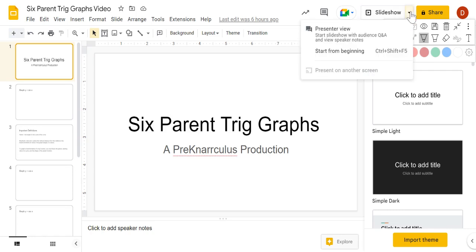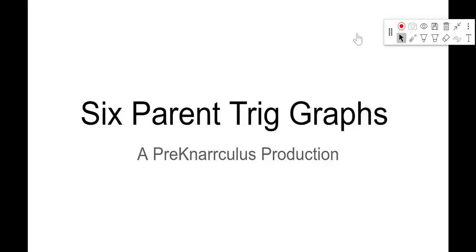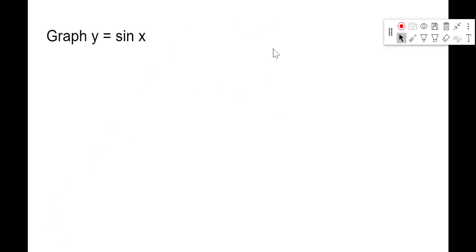So we're going to start with the 6 graphs, and then we're going to transform them into whatever it is we want to do next. So let's get started. And we're going to start right away by making a graph. We are going to graph y equals sine of x.